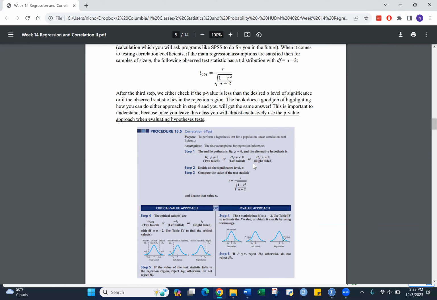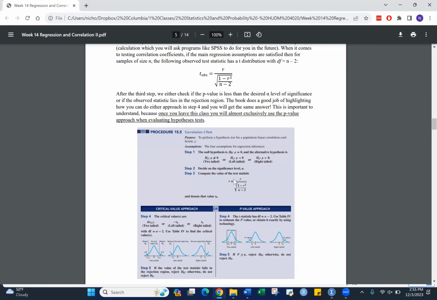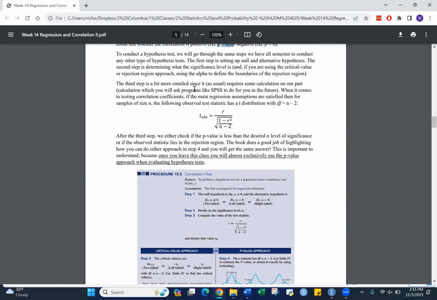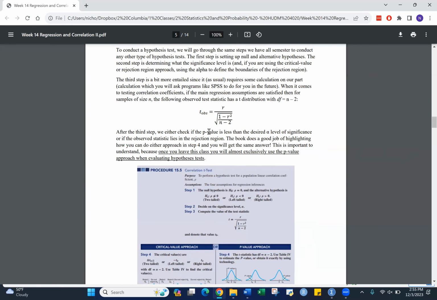Step 2 is you decide on your alpha level. If it's not stated, you use 0.05. You can't have a 1- or 2-tailed test here, so you need to keep that in mind. Then, as usual, step 3 is compute the test statistic. The observed test statistic equals the correlation divided by the square root of 1 minus r squared, over n minus 2. So that's what we do in step 3 to get our observed test statistic.